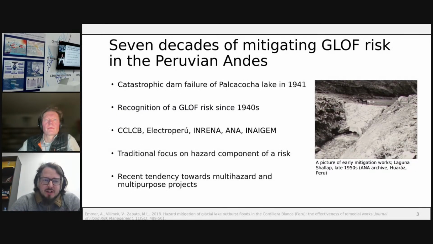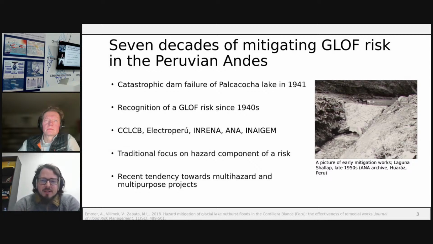There is a long history of GLOF research and GLOF risk mitigation in the Peruvian Andes that was initiated by the catastrophic moraine dam failure of Lake Palcacocha in 1941. This is one of the most catastrophic lake outbursts in history that destroyed the city of Huaraz and claimed at least 1,100 people.